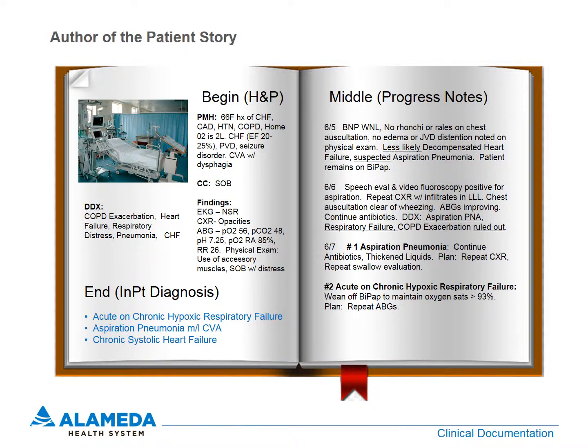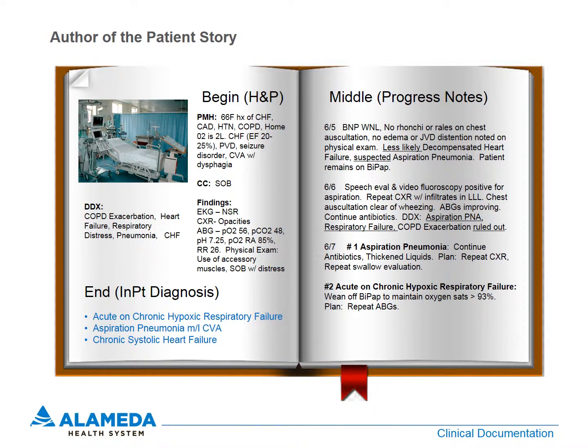Why is it acute on chronic hypoxic respiratory failure? Well, on June 6th, when you just wrote a diagnosis of respiratory failure, that was not accurate and detailed enough. We needed to know, is it acute respiratory failure, or is it chronic respiratory failure? Or is it both? And in this case, it's both. Why is it both? Well, your patient's still on BiPAP. They had all of the signs and symptoms and clinical evidence of acute respiratory failure, but they also have a history of being on home O2 that is continuous, so you have acute on chronic, and in this case it is hypoxic respiratory failure.